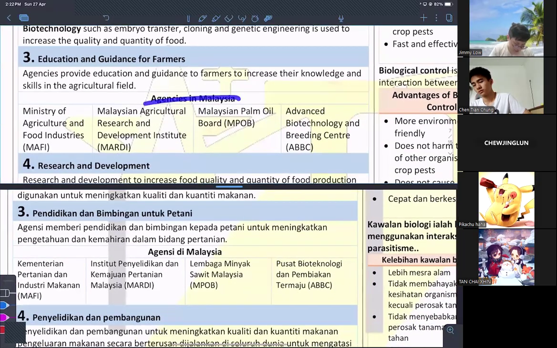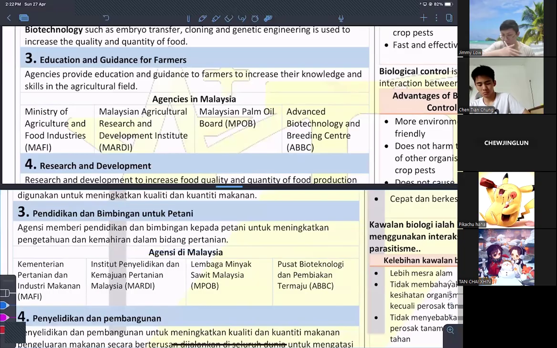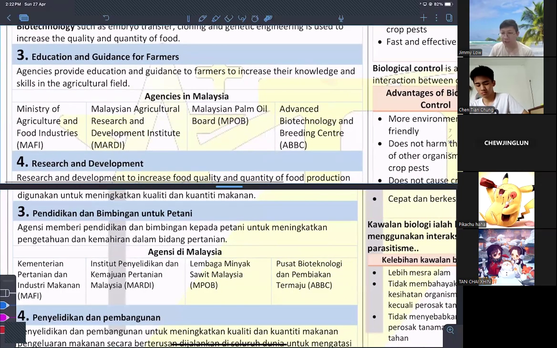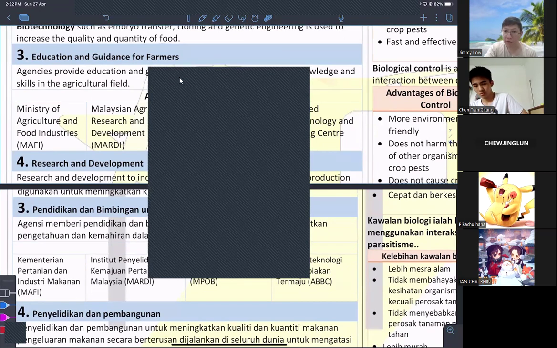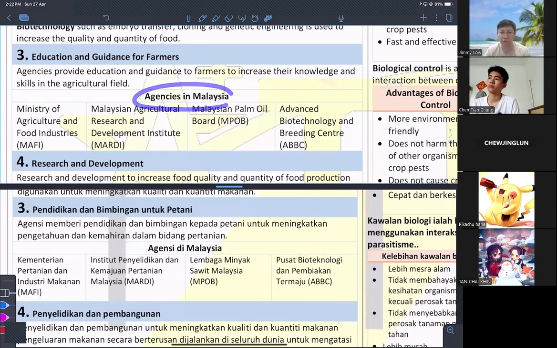Agencies in Malaysia, no need. 1 mark only. Pass. No need to spend time on it because they have nothing to relate to. MAFI, MARDI, MPOB, ABBC. If you feel you are familiar with these, you go through them. If you really don't like to memorize this one, just pass. 1 mark only. Must write the full name? No, if the question asks for agencies in Malaysia, no need to give the full name. Just give the short forms: MAFI, MARDI, MPOB, ABBC. It's okay.